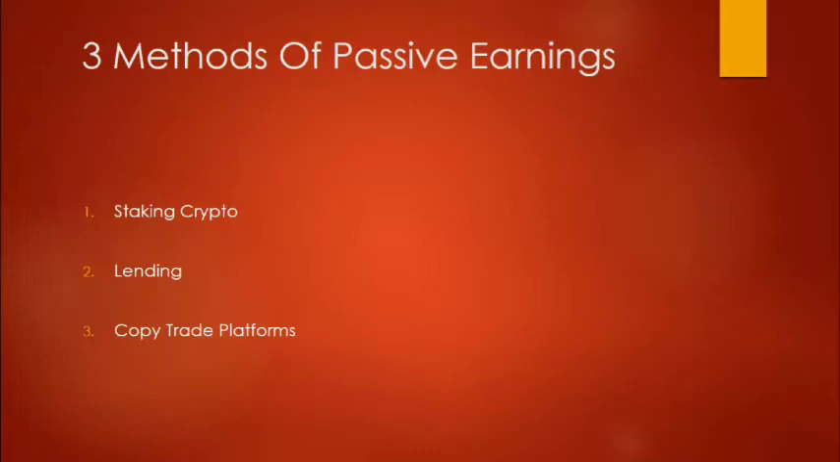Then we have the second method, which is lending. There are platforms like the peer-to-peer lending platforms, where, for example, if you have Bitcoin, Ethereum, or any other type of cryptocurrency, you can lend that cryptocurrency and you earn an interest on that. Usually it's somewhere between 10% and goes up to even 25, 30, 40% per year, depending on the cryptocurrency. But the average, and the one that you should consider, is somewhere between 10 and 12%.